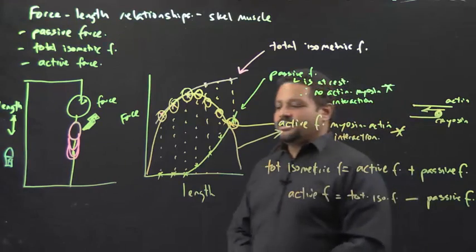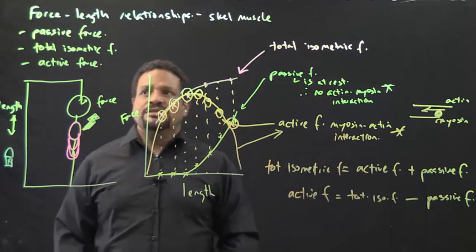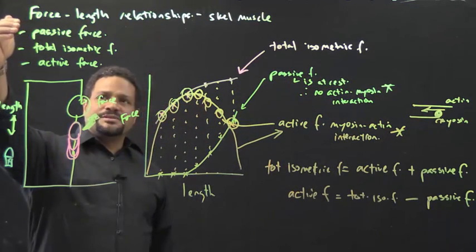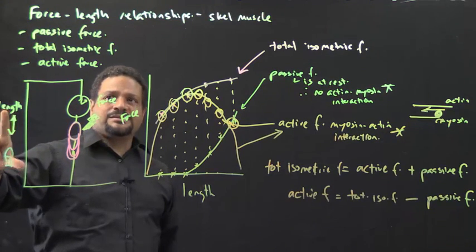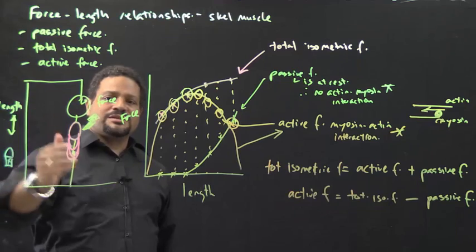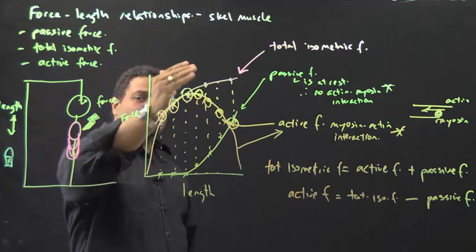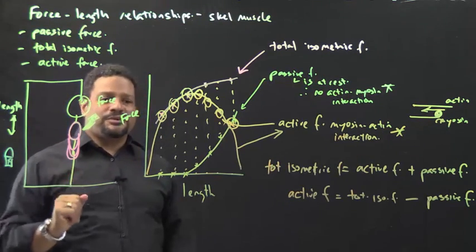So we've generated force-length relationships indicating passive force, the muscle resisting stretching at different lengths. Total isometric force, that's when you stimulate the muscle and you generate the total force, and then the active force.